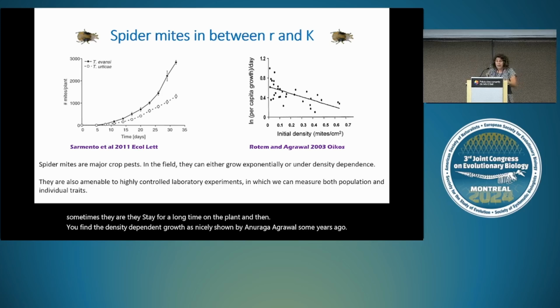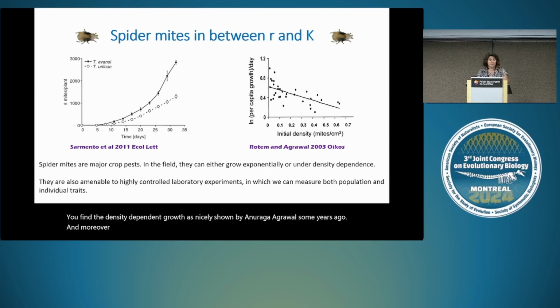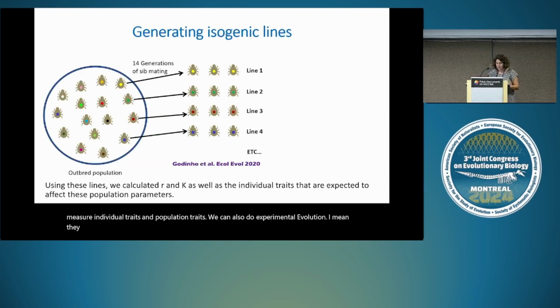And moreover, they are very easily amenable to laboratory experiments. We can very easily measure individual traits and population traits. We can also do experimental evolution. I mean, they're just fantastic organisms. So that's what we did. So what did we do?